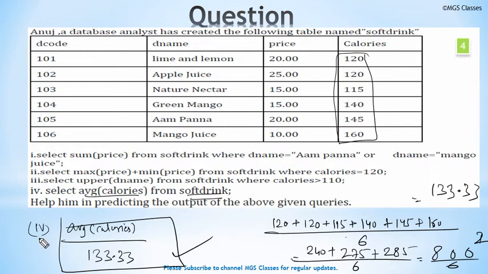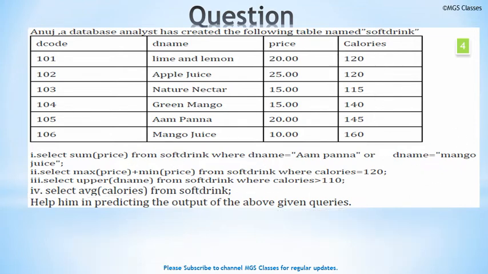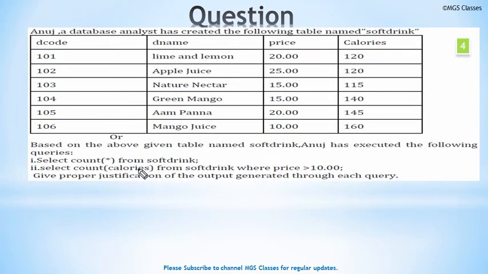Okay, so this way you can easily solve this fourth query. We need to predict only the output for these queries, so we have already solved it. I hope you got the point, and if you still didn't get it, you may ask in the comment box. Now we will solve the OR portion of this question also. You may attempt the above question, or you may attempt this question.